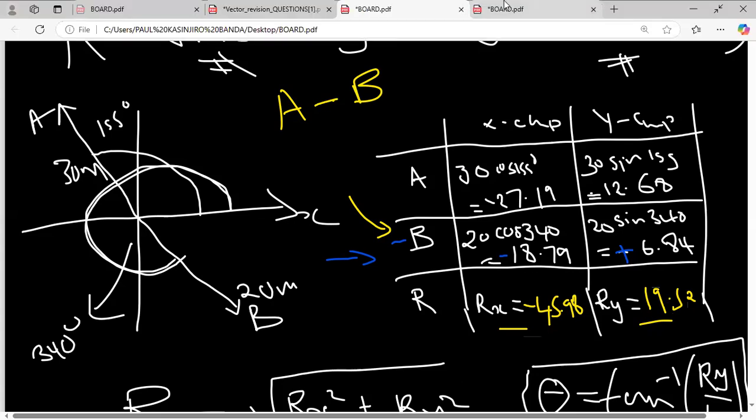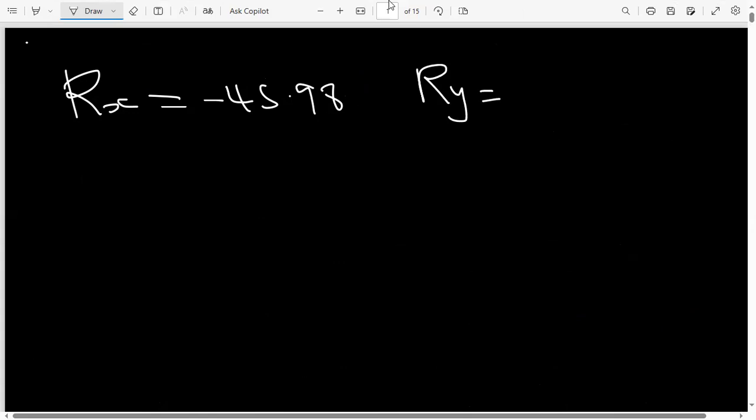Let me find them from here. So we have this one, which is minus 45.98, so I'm going to write 45.98. And then we have RY, which is just what?